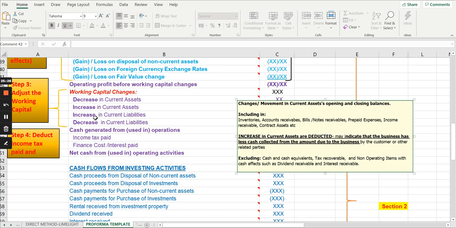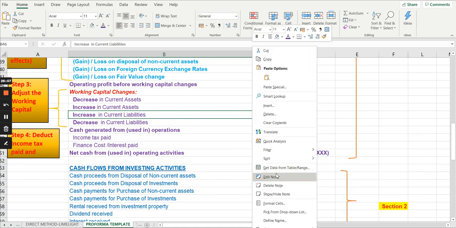Okay, an increase in current assets is deducted. Why do we deduct? This is because, let's say your accounts receivable, for example, at the beginning of the year was 100,000. At the end of the year, let's say it becomes 150,000. So that indicated that the business has not been able to collect the amount due from the customer. So therefore, that will reduce the cash flow. So therefore, the increase in current asset is deducted. The decrease is added.